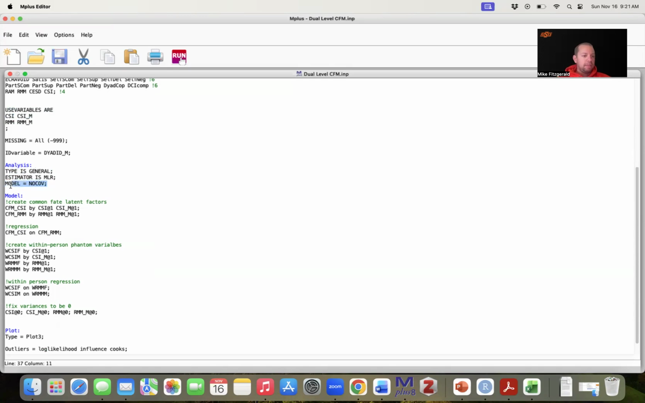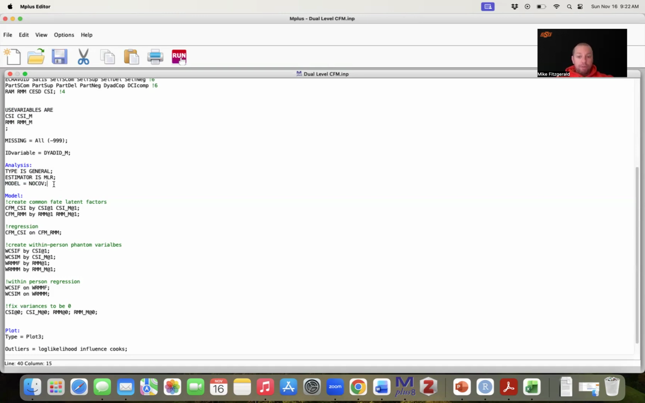And so that's going to be the model equals no cove. Essentially what this command in Mplus is doing is telling Mplus to estimate the means and the variances of all the variables in the model, but don't automatically correlate the variables together. Because what Mplus does by default is that all your exogenous variables, all your independent variables on the left-hand most side of your model or diagram, are automatically correlated with one another.